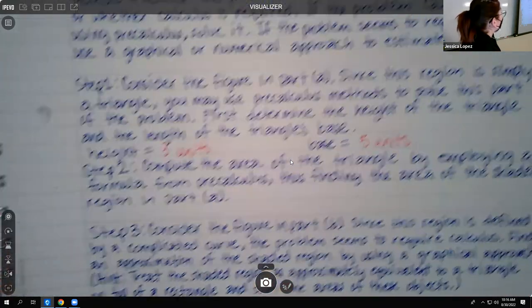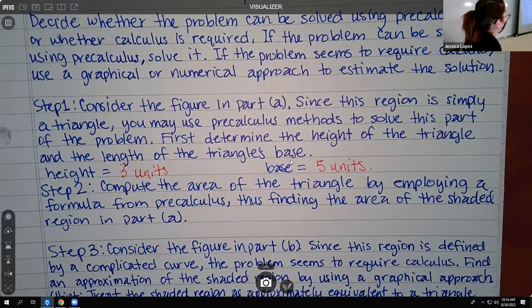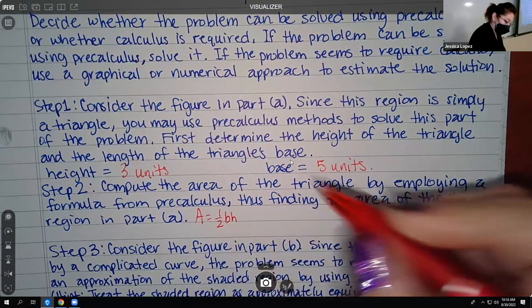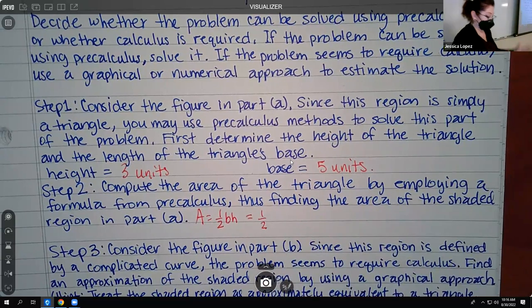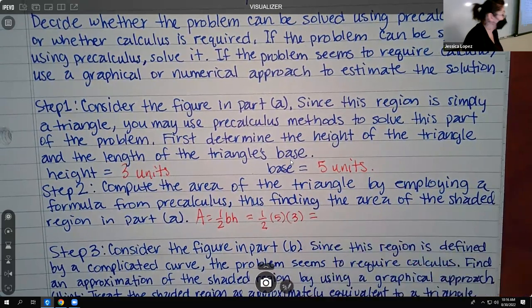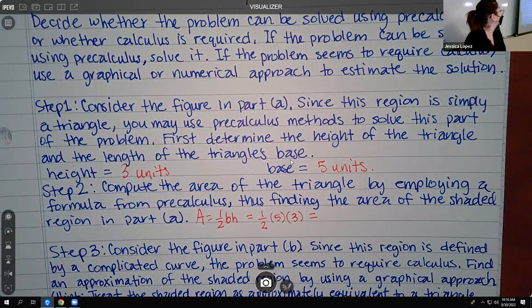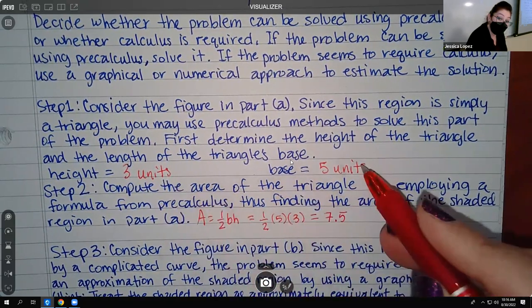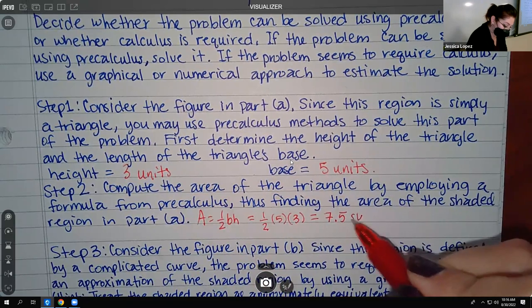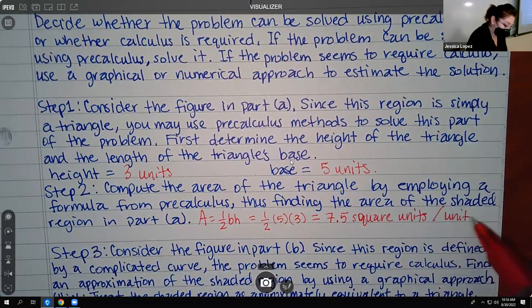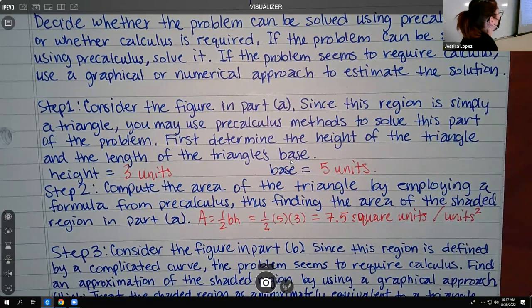And then for part two, it says for me to compute the area of the triangle by employing a formula. So does anybody know how to find the area of a triangle? Yep. So my area is going to be 1/2 the base times the height. In this case, the base is that length, which was 5. And then the height was 3. So what is 1/2 of 15? You got it. So 7.5. And because this is units and this is units, my area would be square units. You could also write it like this. It's the same thing, right? With a little two.